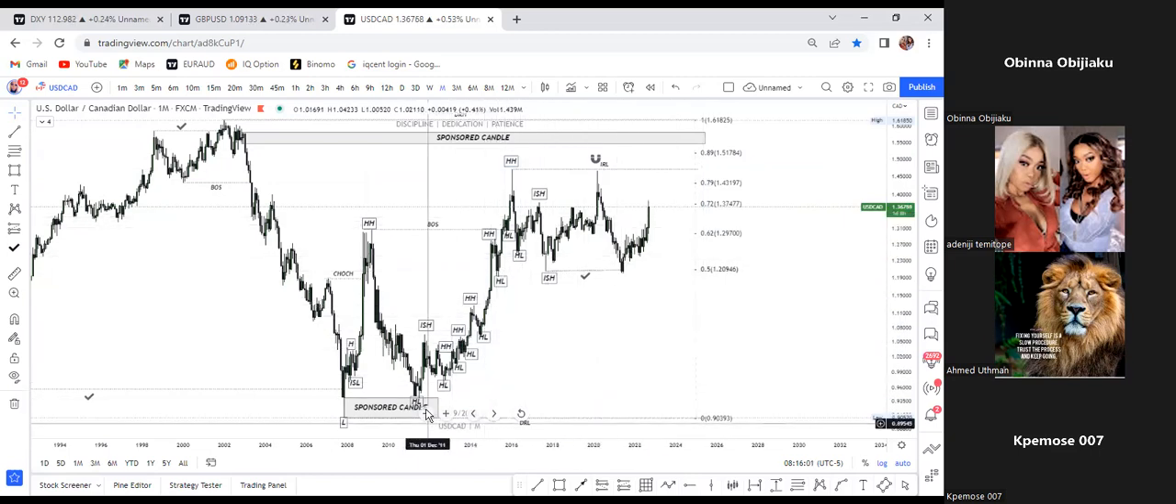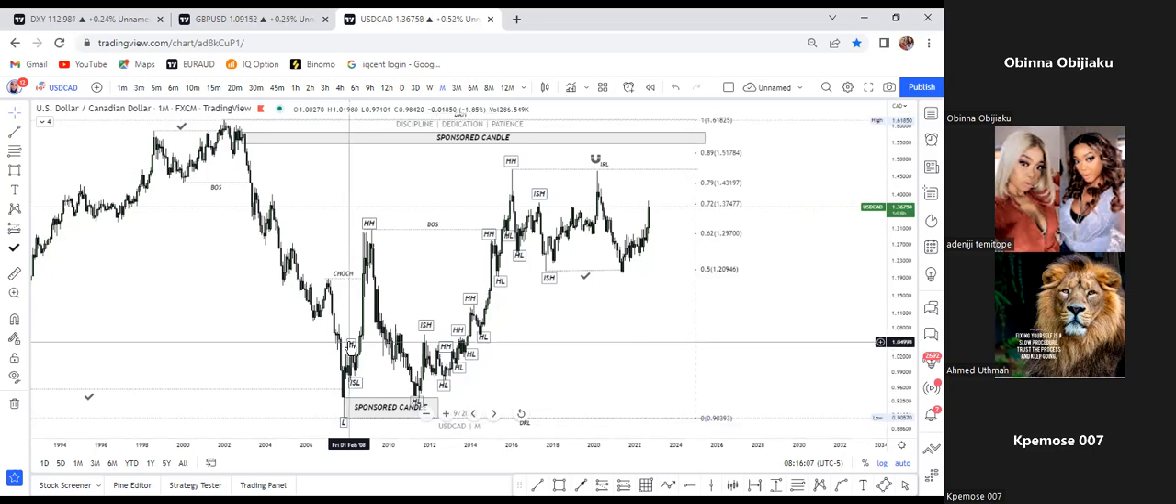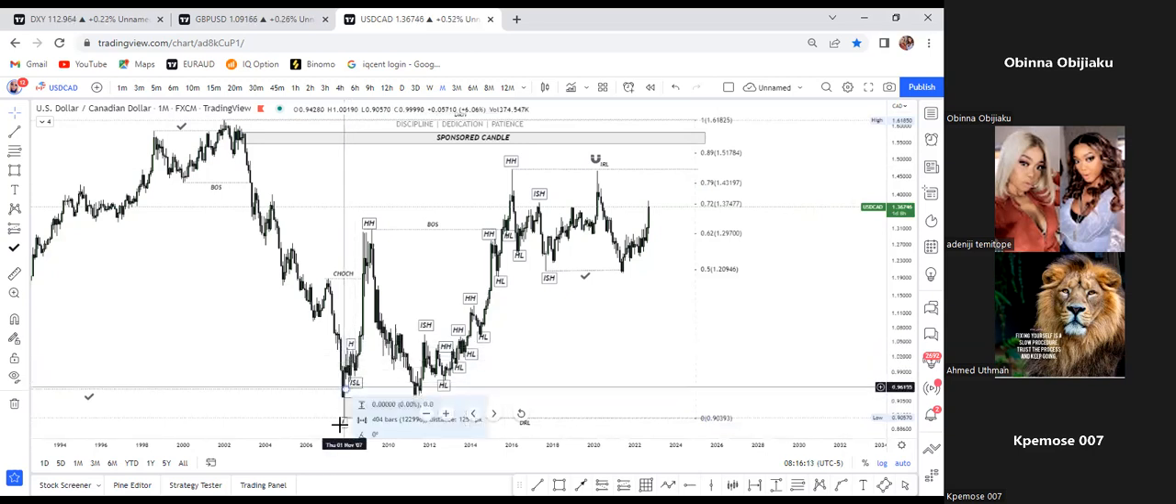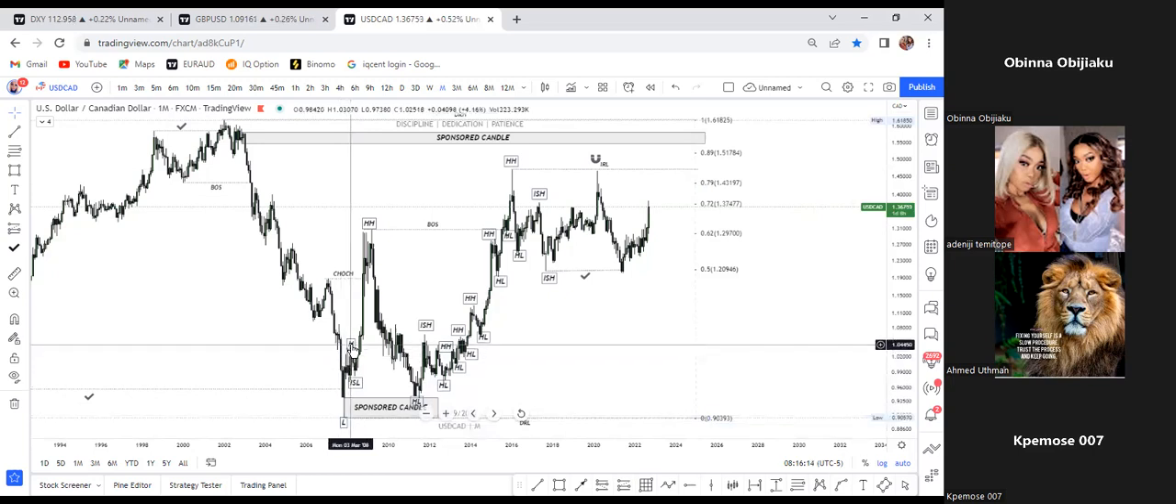So now we are going to move from the bottom all the way up. When we create this low, we establish this high. This high creates this higher low. This higher low pushes all the way to this higher high.